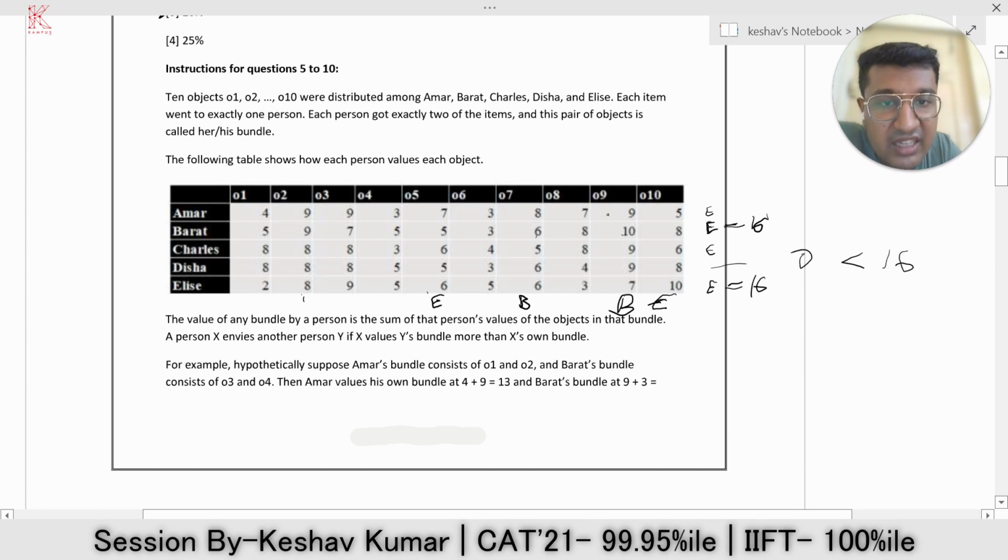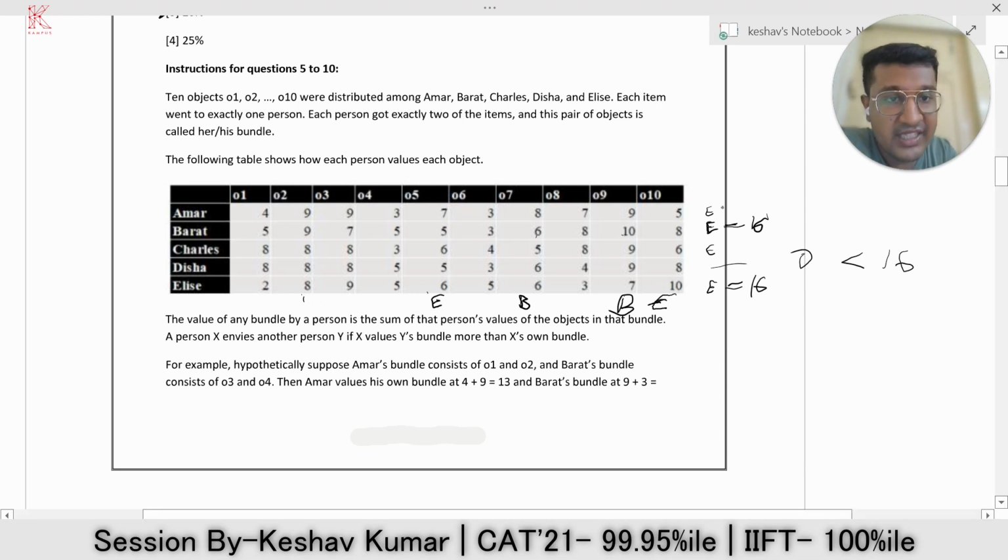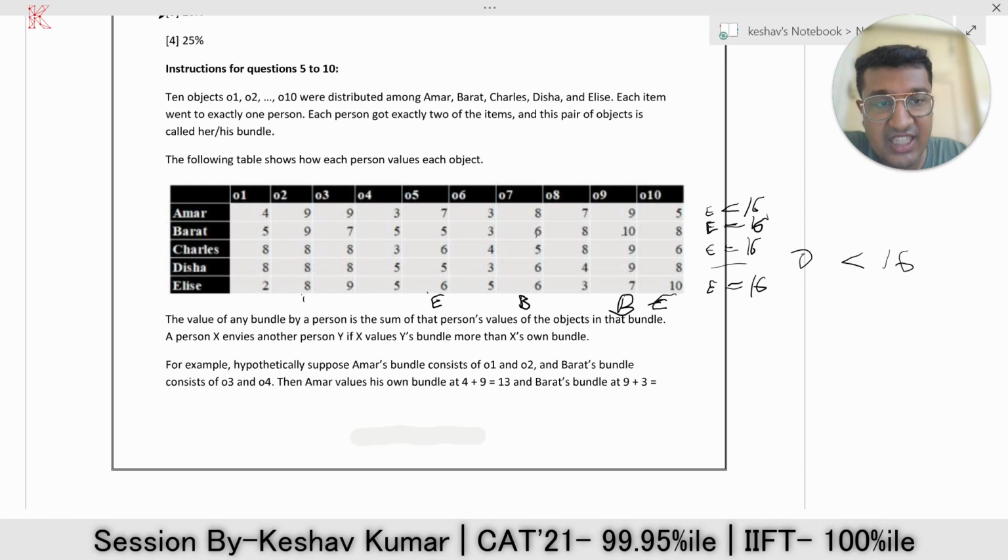Now coming on to A, if A gets any of the bundles, he must envy B because the sum of O7 and O9 is 17, and I know for a fact that only a person with a sum of their bundle less than 16 will envy any other person. So Amar's value should be less than 16, and that gives me Charles' value as 16. All right, clear till now? So Amar's value is less than 16 and Charles' value is greater than or equal to 16.